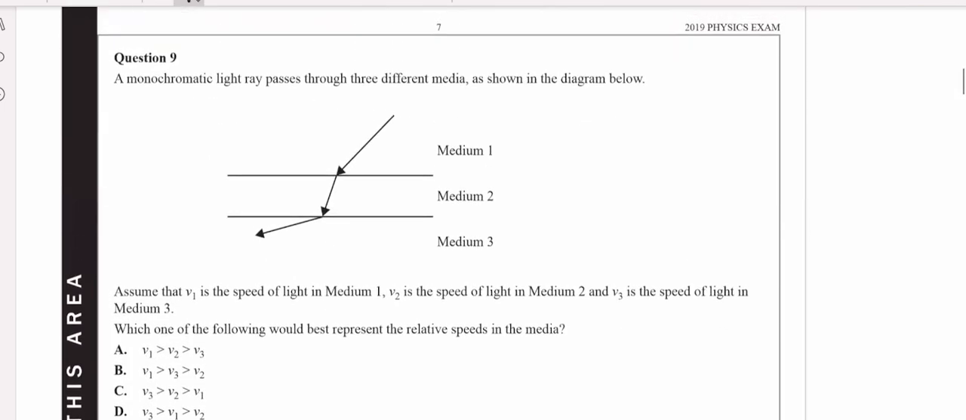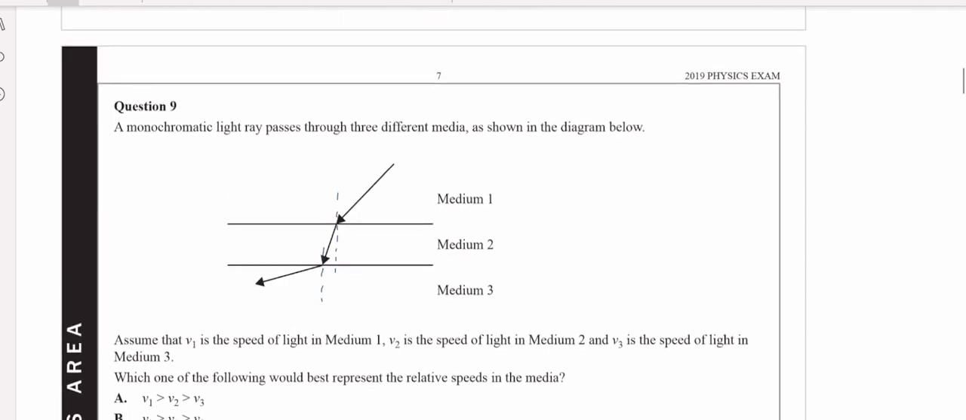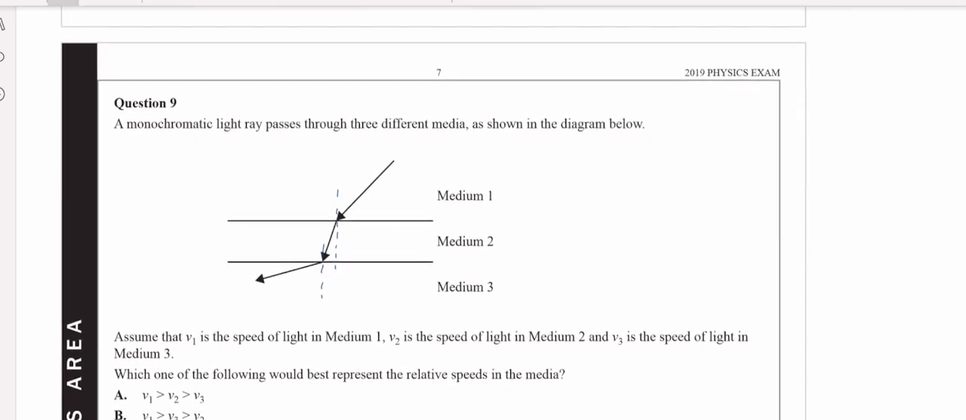Question 9. So V1 is the speed of light in medium 1, V2 is the speed of light in medium 2, V3 is the speed of light in medium 3. So if we can draw the normal in medium 1, the light is refracted towards the normal. So N1, N2, N3.